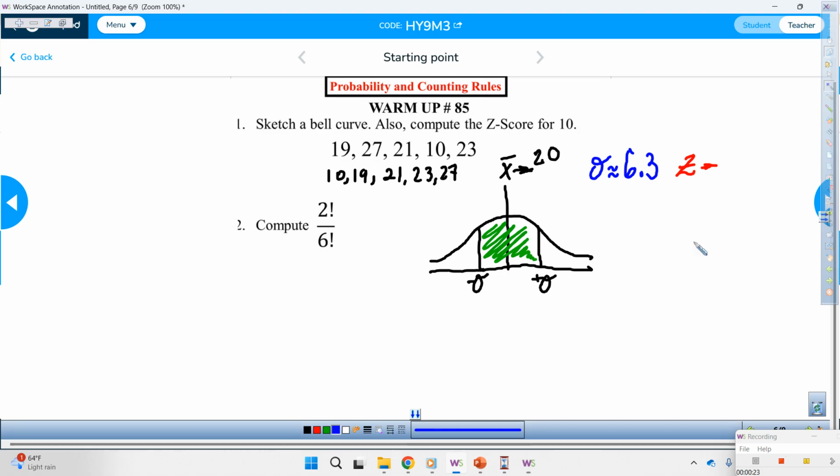All right. So that means one standard deviation up, we should be at 26.3. One standard deviation down, we should be at 13.7. So the norm is anywhere from 13.7 to 26.3. Now we need a z-score for number 10. Now that you have the standard deviation, the mean, and the number, substitute that into your formula and find the z.